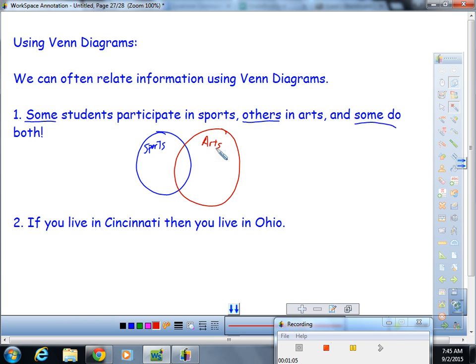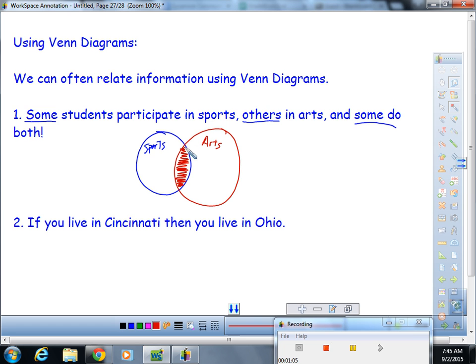Okay? Does that seem right to you so far? What does this overlapping area represent? Those are the students that participate in sports and arts. Is this the end of this Venn diagram? Is it completed? Very good, Jack.